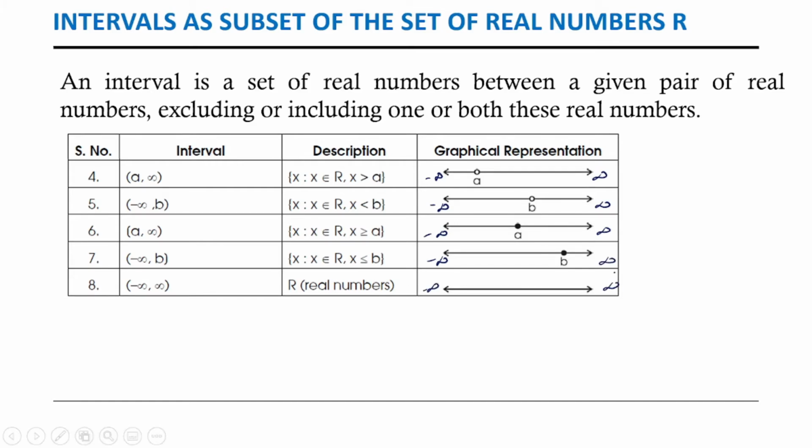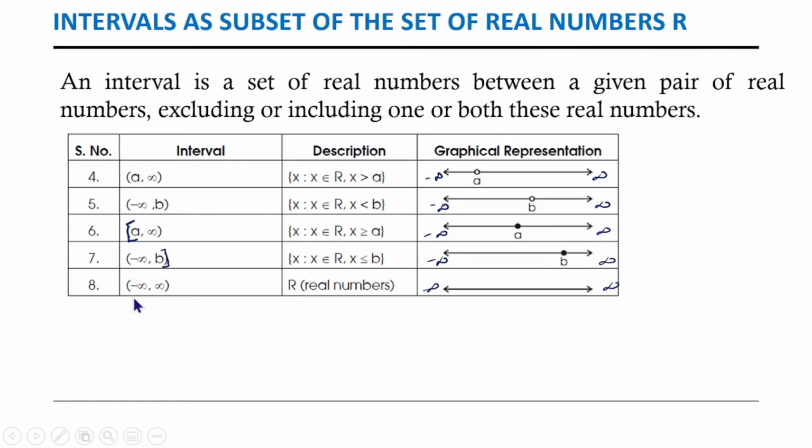And the next type of interval is closed A, open infinity. Here it is given by the set of all x such that x belongs to R and x greater than or equal to A. It includes all those points from A to infinity, including the point A. The next interval is minus infinity, closed B. Again here it includes all those points from minus infinity to B, including B.